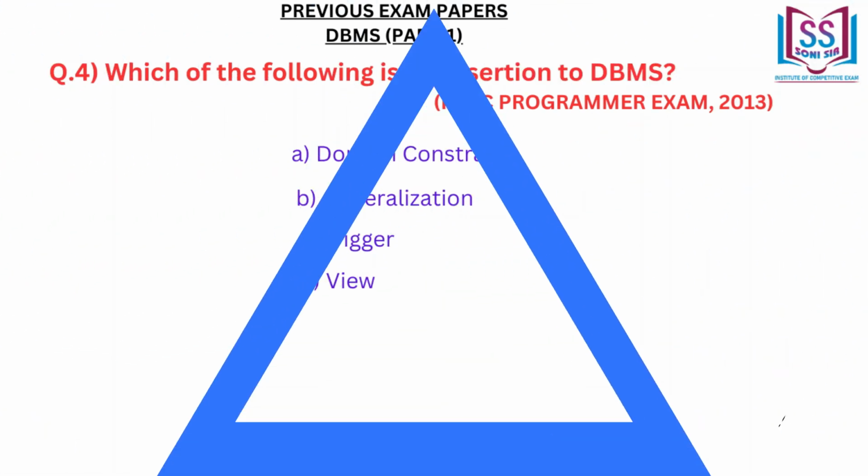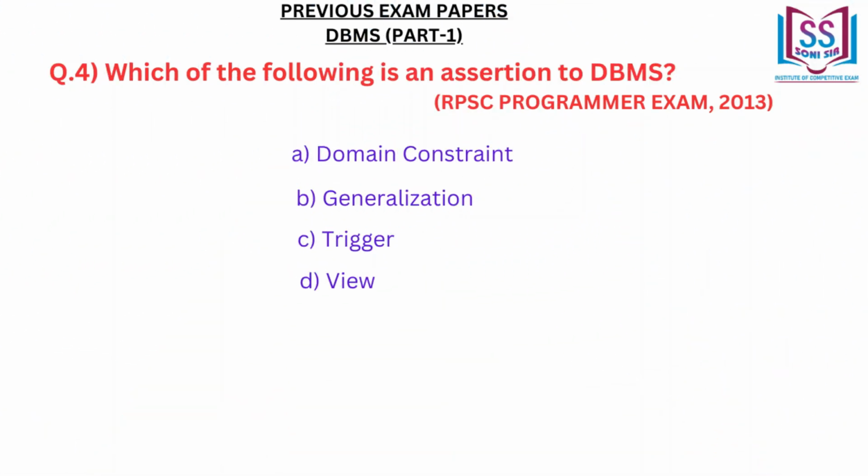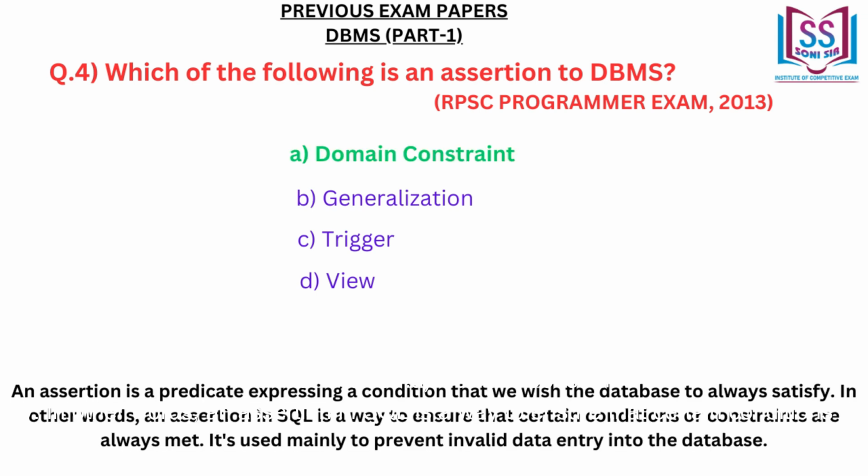Which of the following is an assertion to DBMS? A. Domain constraint, B. Generalization, C. Trigger, D. View. Correct answer A. Domain constraint. An assertion is a predicate expressing a condition that we wish the database to always satisfy. In other words, an assertion in SQL is a way to ensure that certain conditions or constraints are always met. It's used mainly to prevent invalid data entry into the database.